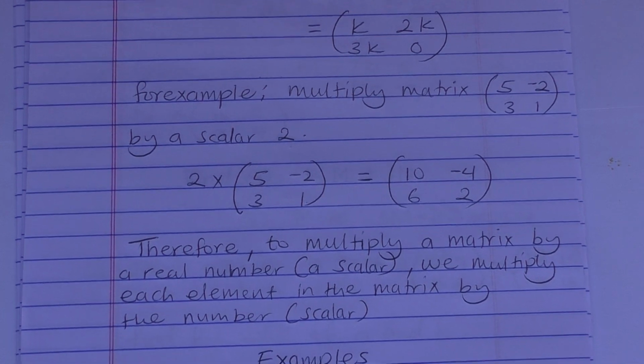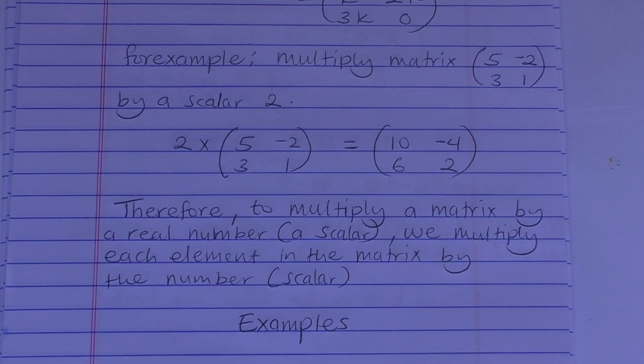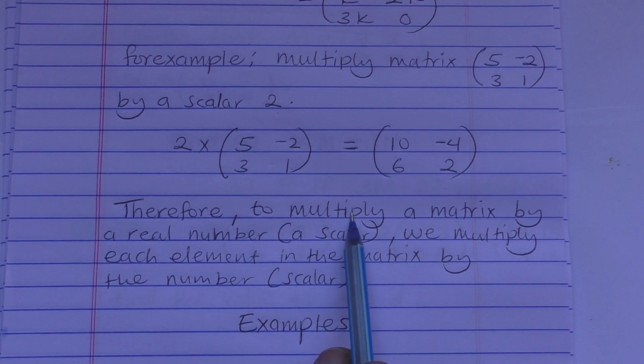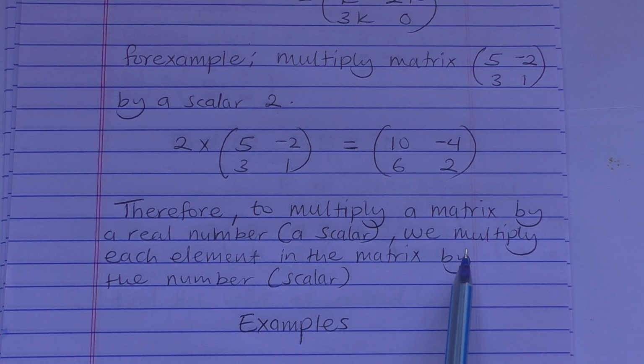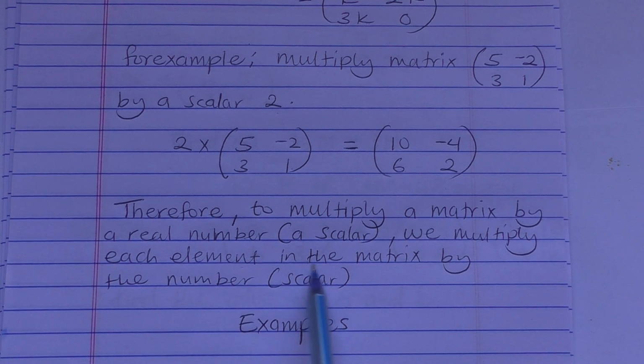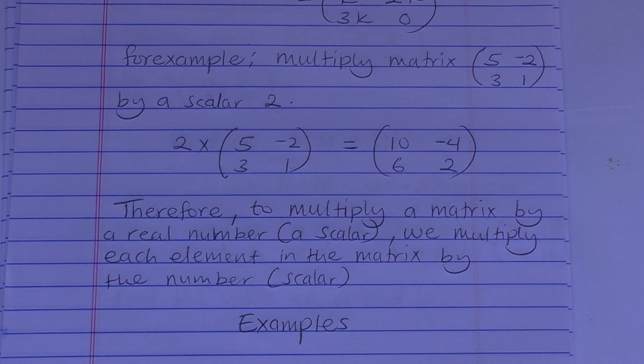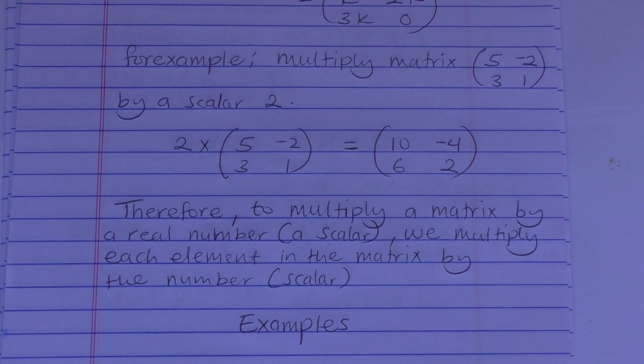And therefore, we are now concluding on that. To multiply a matrix by a real number or a scalar, we multiply each element in the matrix by that number we are calling the scalar.